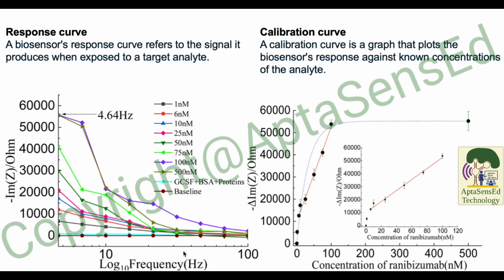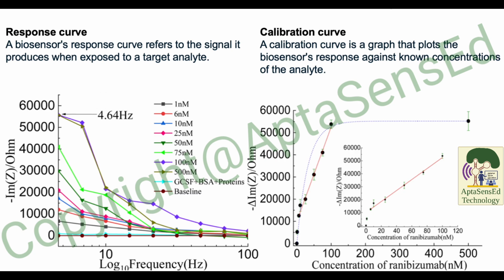In this graph, you apply different concentrations of the analyte and plot their output signals. We can see that with increase in the concentration of the analyte, the impedance of the system is increasing.